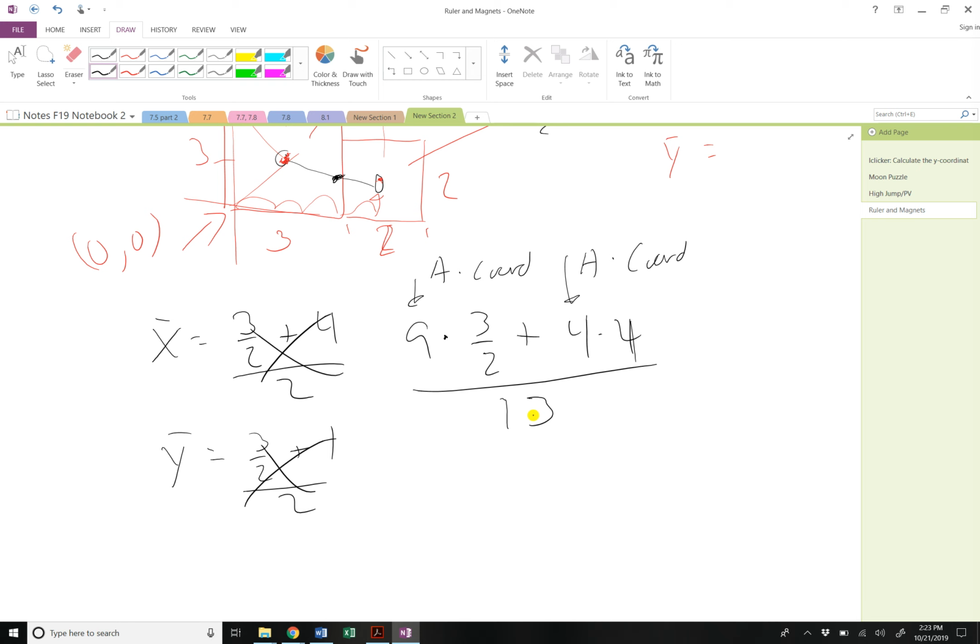And then for y bar, it'll be 9 times 3 halves plus 4 times 1, all over 13. So it is an average, but it's a weighted average. So each of those points isn't associated with the same amount. You've got to weight by the amount. Okay. And now we can go back and answer the first question that came up.